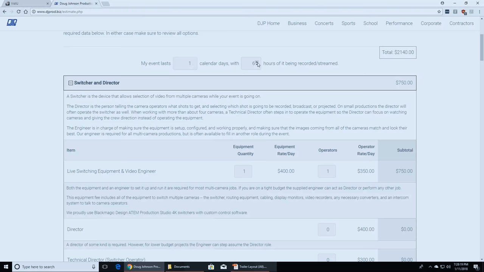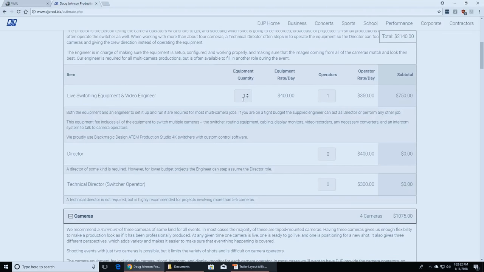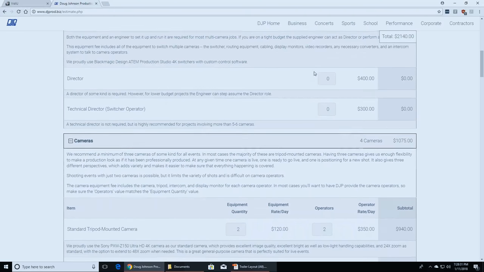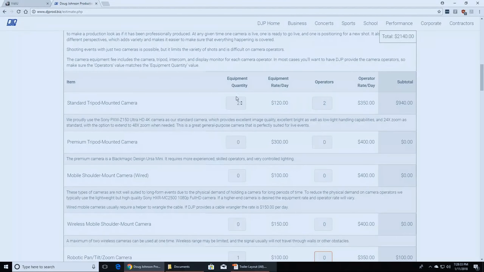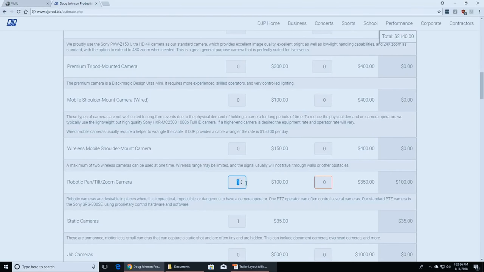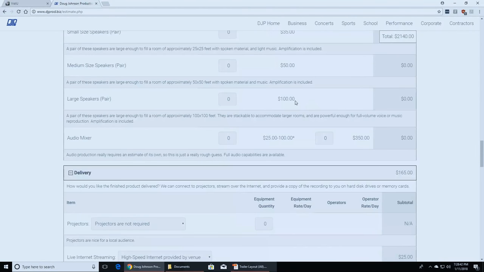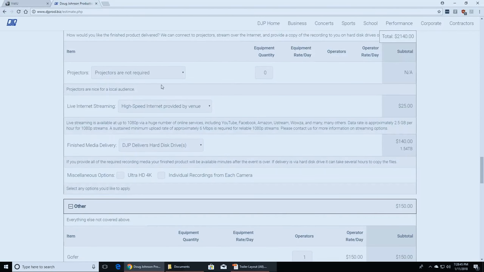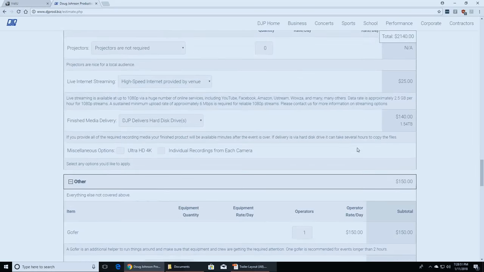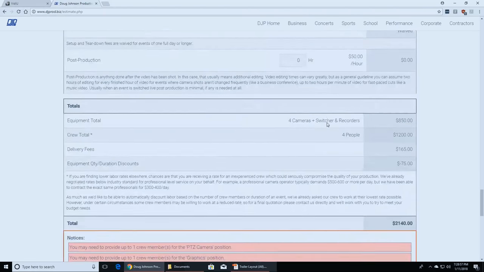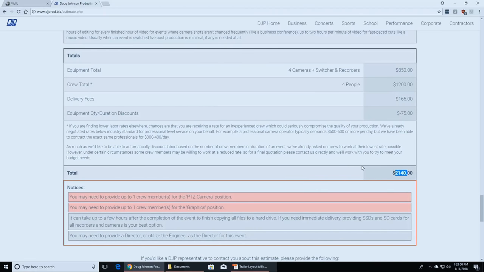So we're saying it's a one-day event, 6 hours of it being recorded. A director, the equipment along with an operator, basically that's me. So that's me and the trailer, and then come down here, two additional cameras with two operators, and then one PTZ camera. No designated operator for that, so I can run both of those things. Then you come down a little bit further. We'll say that streamed over the internet, so a setup charge for that, and then a charge for the hard drive, and then an additional staff member, a gopher. Total price $21.40 for a day.